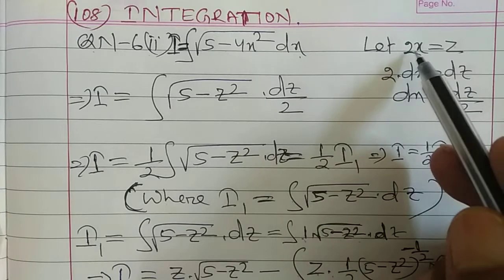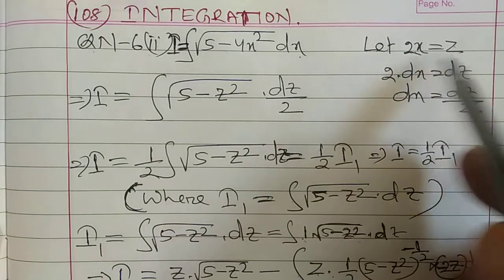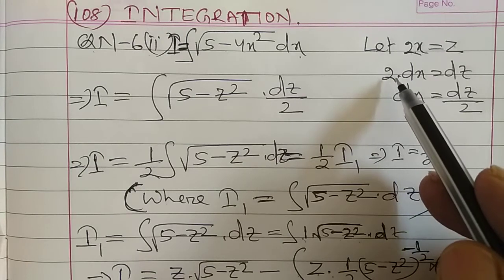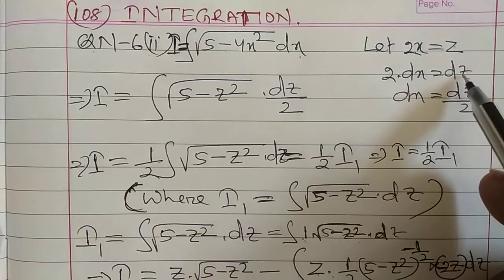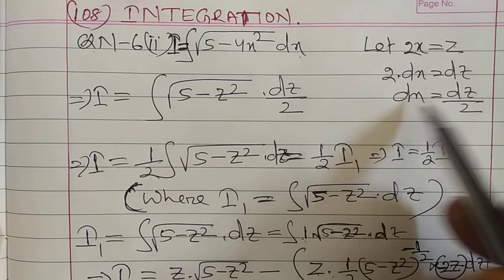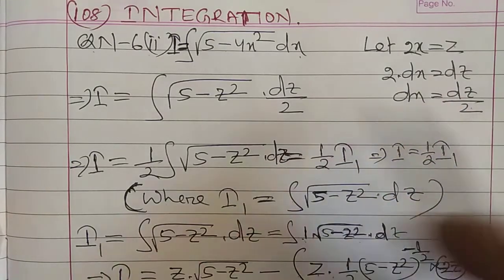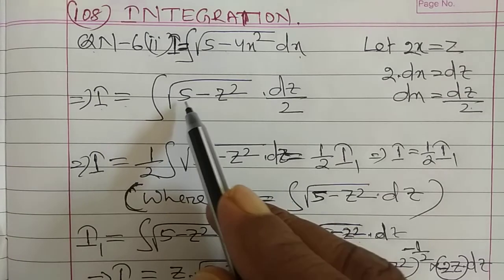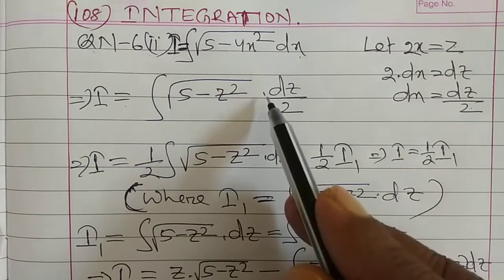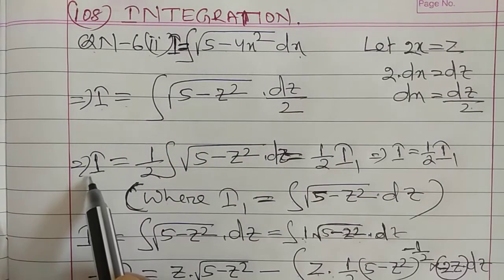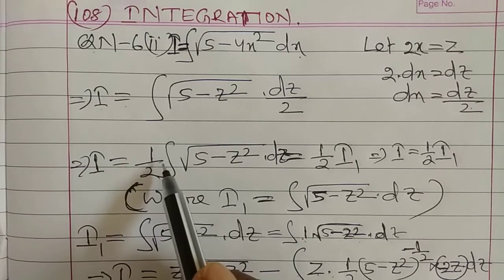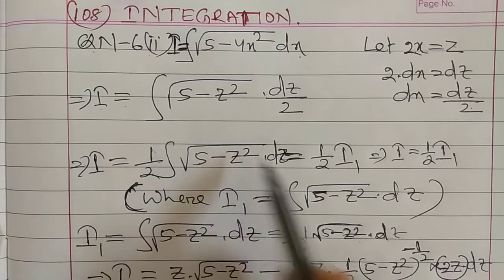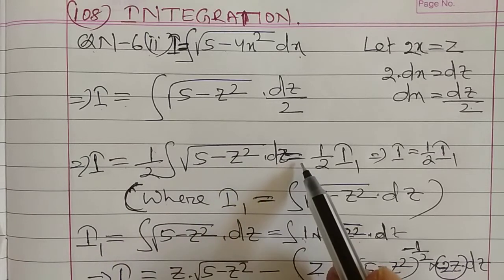Now let 2x equal z, and differentiating both sides with respect to x, we have 2 into dx is equal to dz, and this implies dx is equal to dz by 2. So we have I is equal to the integration of root over 5 minus z square into dz by 2, and this implies I is equal to 1 by 2 integration of root over 5 minus z square into dz.